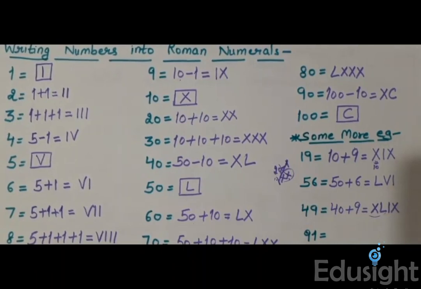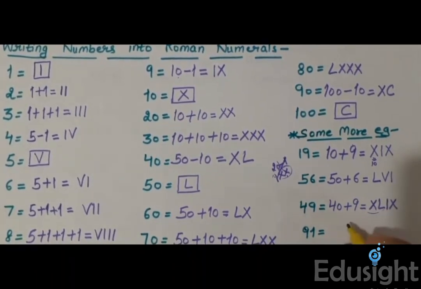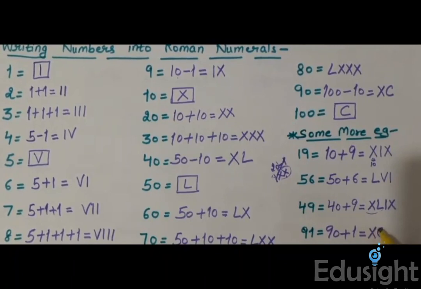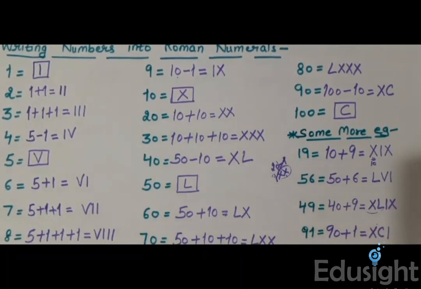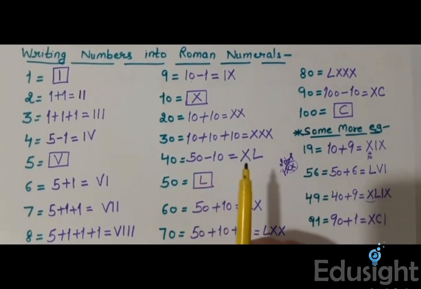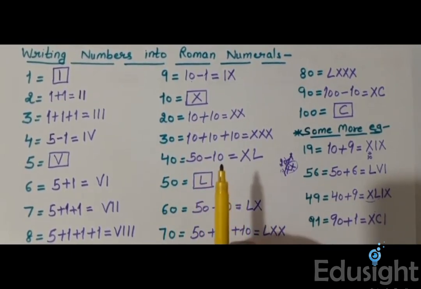19. 19 can be written as 10 plus 9. Right? Now addition is there. So the Roman numeral for 9 is written on the right side of the greater symbol, which is X. X is for 10. Right? So here is X, the symbol for 10, and on the right side of X we will write the numeral for 9. For 9, we have the Roman numeral IX.